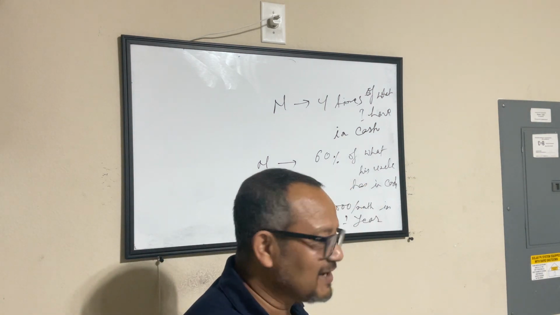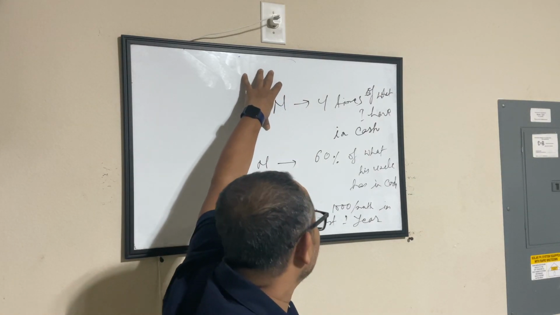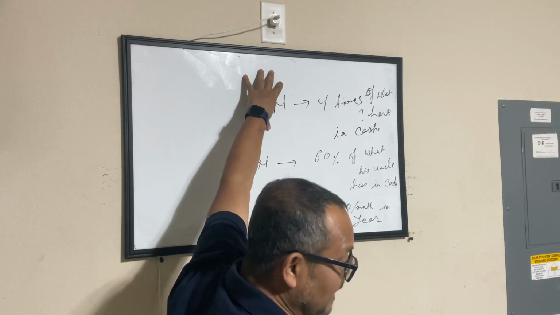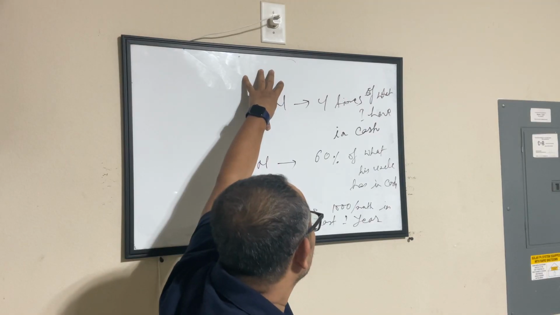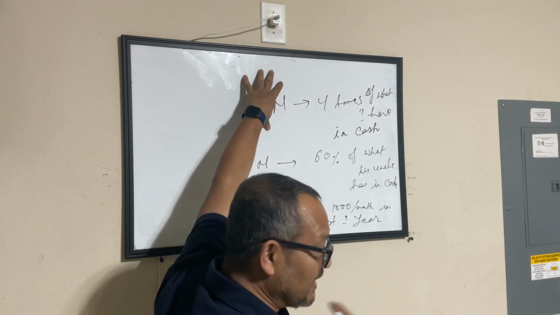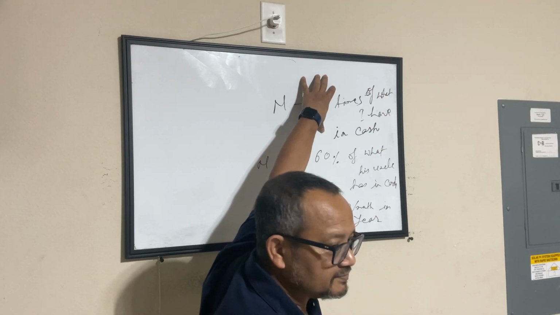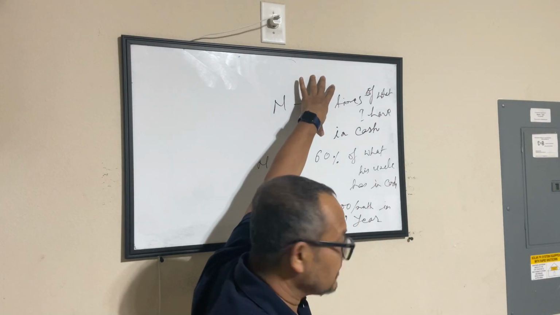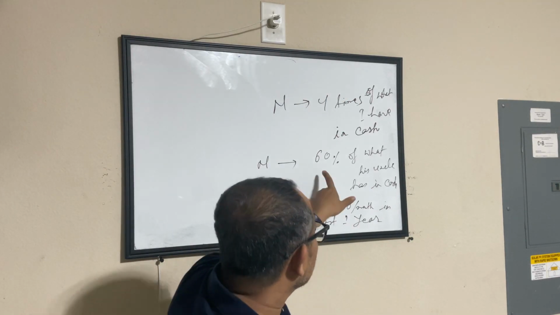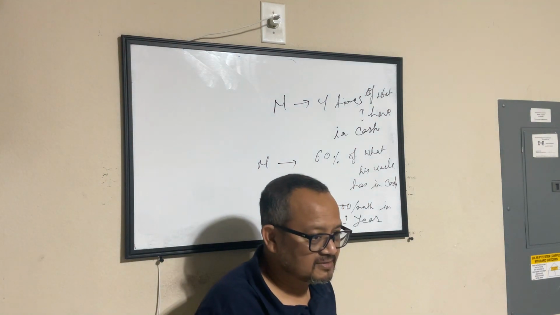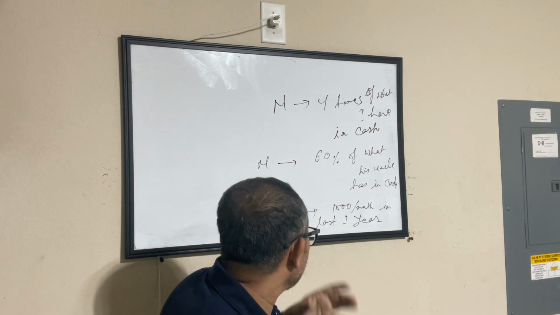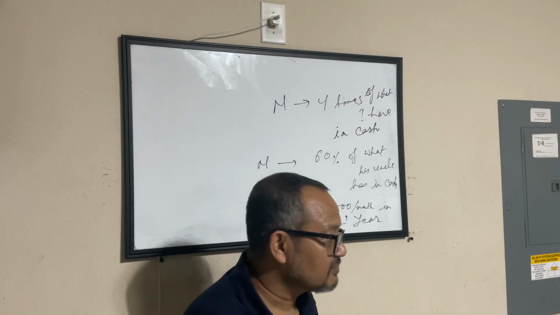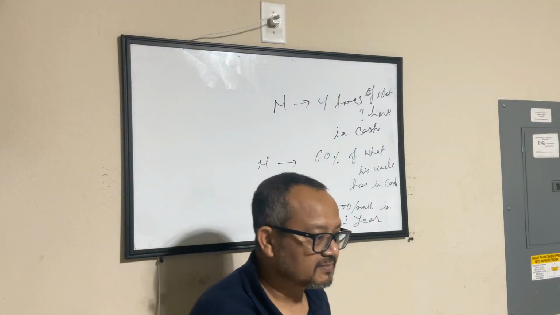Let me read the question one more time. I have some money in cash, and my neighbor has 4 times of what I have in cash. My neighbor has 60% of what his uncle has in cash. His uncle has as much money as he could save by saving $1,000 per month in the last 1 year. How much money do I have?